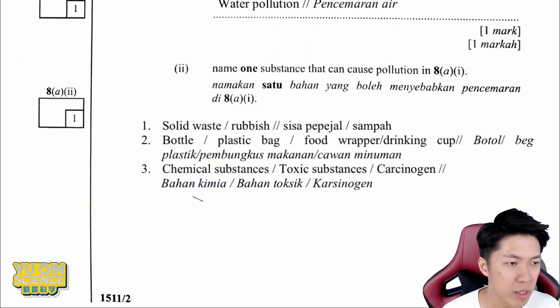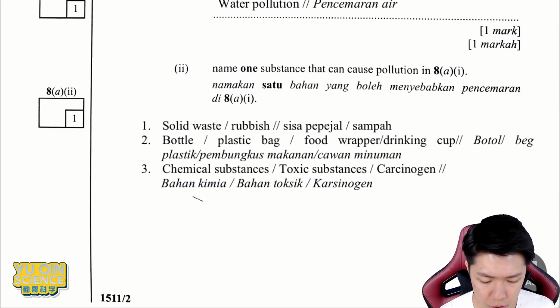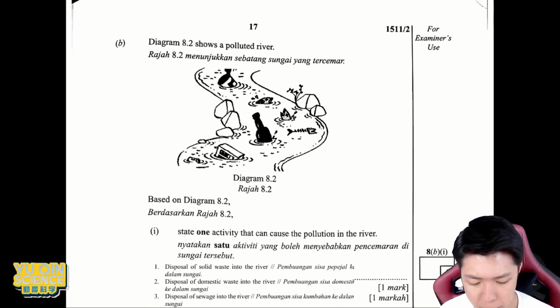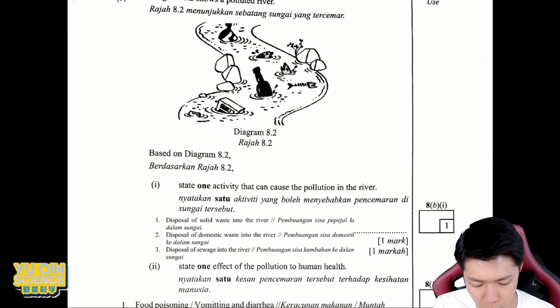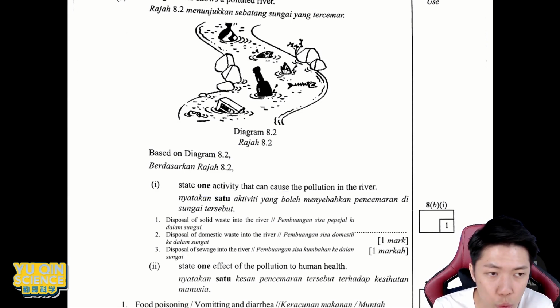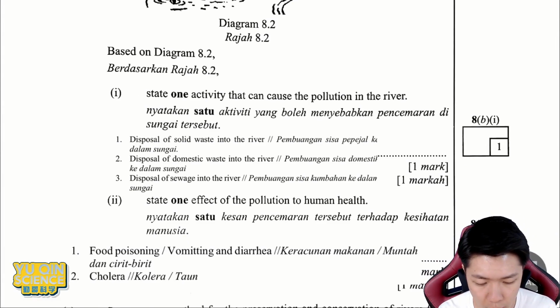Carcinogen is chemicals that can cause cancer. So yeah, a lot of answers to write. You choose from a lot of choices. B. Based on diagram 8.2, one activity that causes this. Activity means things that humans do that will cause this to happen. Things that humans do.